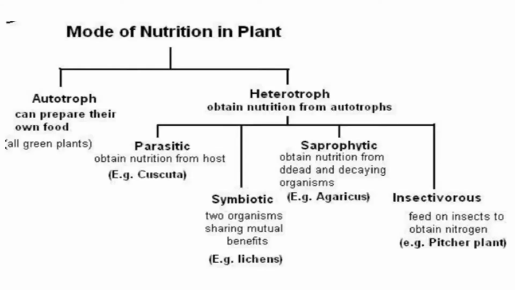So today let us start the chapter Modes of Nutrition in Plants. So what are the modes or types of nutrition in plants? The mode of nutrition of plants can be divided into two types, the autotroph and the heterotroph. Autotrophs are the ones who can prepare their own food, and all the green plants naturally come under autotrophs.